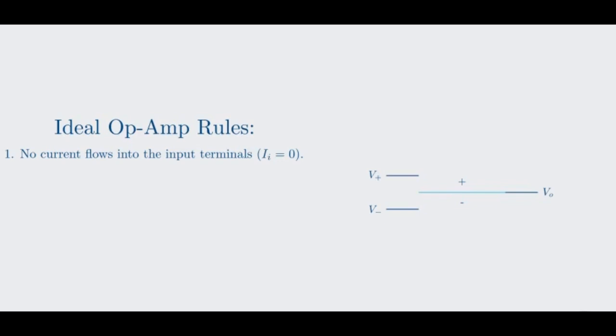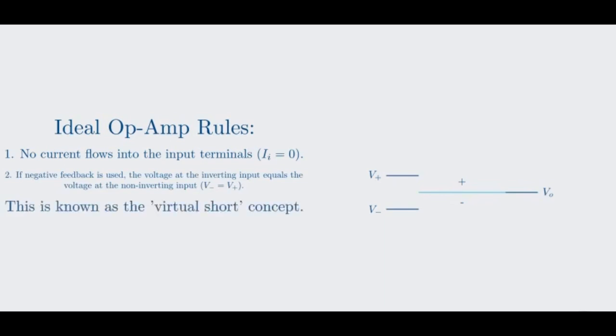Nothing can get through. The second rule, which is the most powerful in circuit analysis, is that if the op-amp is in a closed-loop configuration with negative feedback, the voltage at the inverting input is forced to be equal to the voltage at the non-inverting input. This is often called the virtual short concept. It's a key simplification that allows us to quickly solve op-amp circuits.